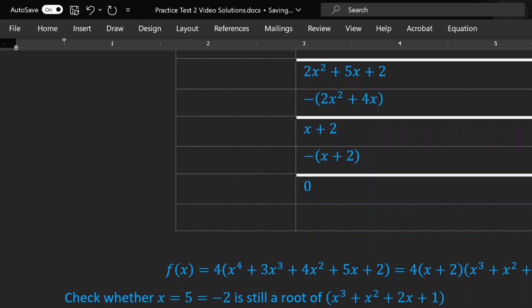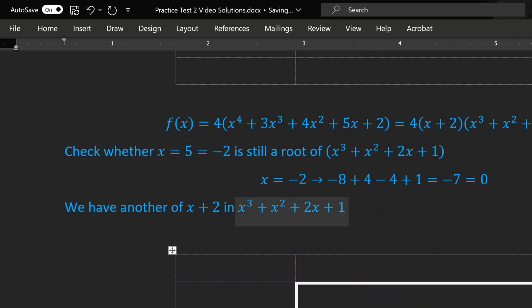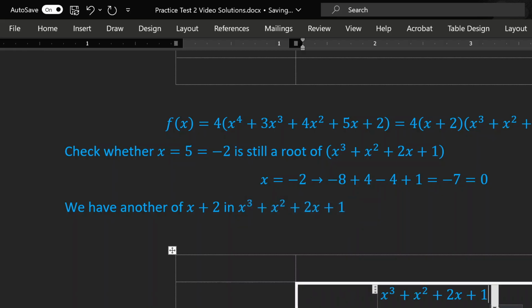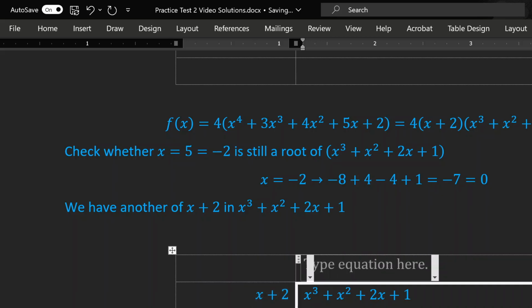Okay, so we're going to do another division. All right, so we're dividing that by x plus 2 again. What do we need to multiply x plus 2 by to get x cubed? That is going to be x squared. So x squared times x plus 2, we're going to subtract whatever we get. Okay, so this is going to be x cubed plus 2x squared.